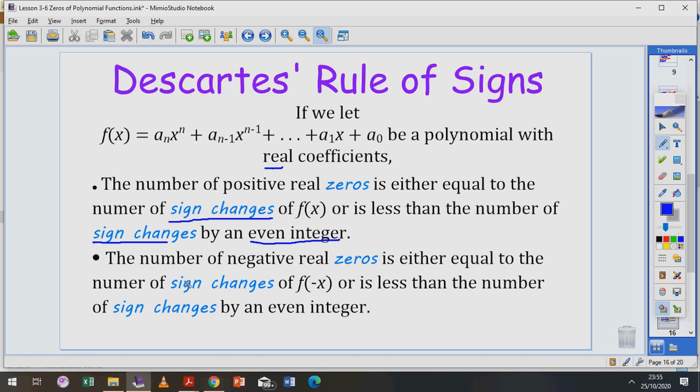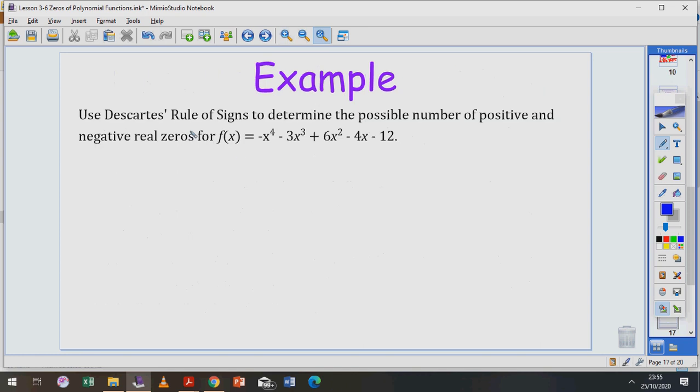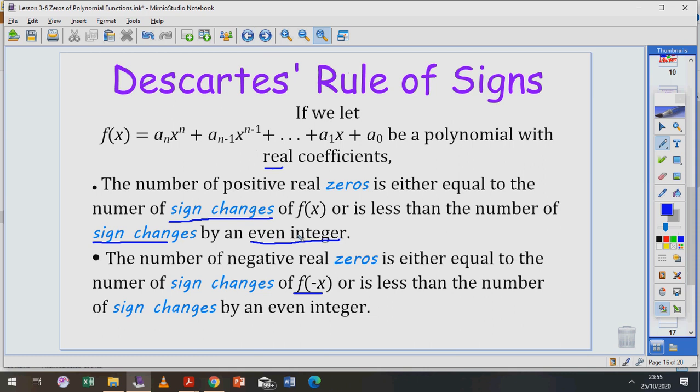And it still follows that the number of negative real zeros, or the number of times it cuts the axis on the negative side, is either equal to the number of sign changes of f of negative x, or is less than the number of sign changes by an even integer. Example. So the Descartes rule of signs to determine the possible number of positive and negative real zeros. If you look at f of x, we know that the number of positive real zeros will be equal to the sign changes or less than the number of sign changes by an even integer.